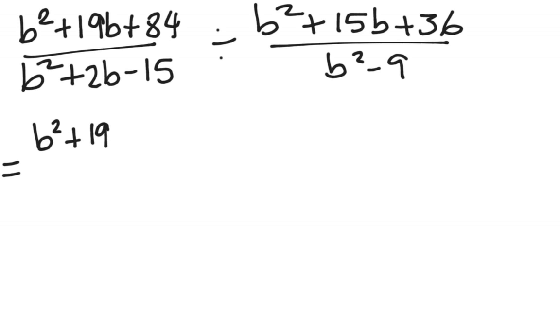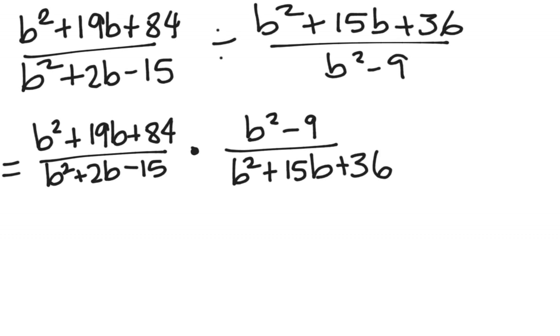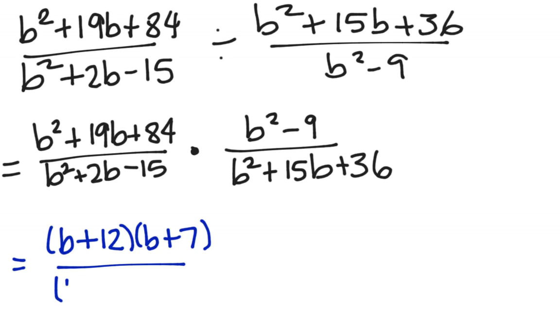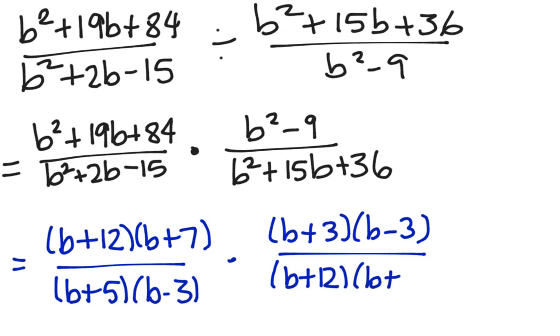We will keep our first fraction in place as is. We will change our division to multiplication, and when we do that, we must change the second fraction to its reciprocal, which is what I am writing on the screen at the moment. Once we're here, it's just like what we did before, so we're going to factor. Numerator factors into b plus 12 times b plus 7. Denominator of fraction 1 is b plus 5 times b minus 3. Times numerator of fraction 2 is b plus 3 times b minus 3. Over denominator is b plus 12 times b plus 3.